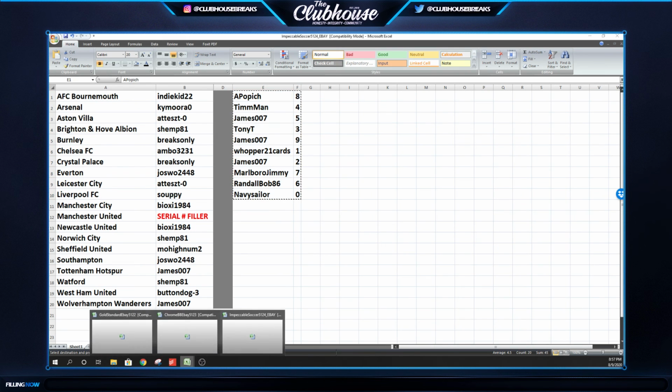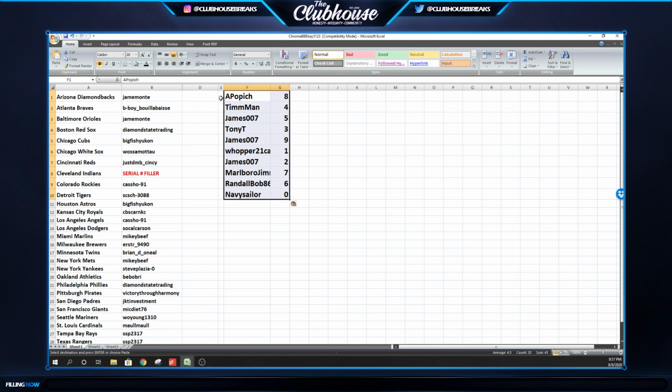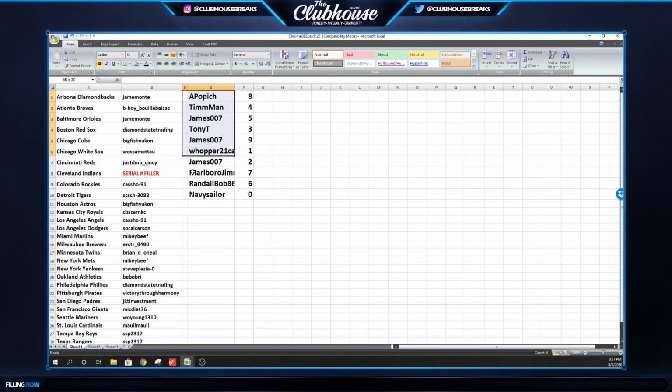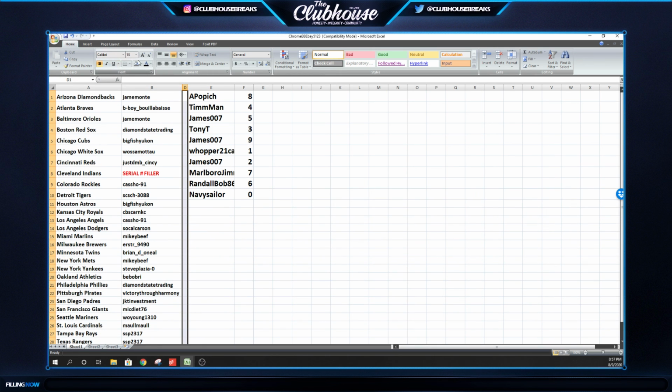Boom, come over here to Topps Chrome Baseball as well. Let's put it here, that way there's a spacer. Oh, too many spacers. Oh, there you go.